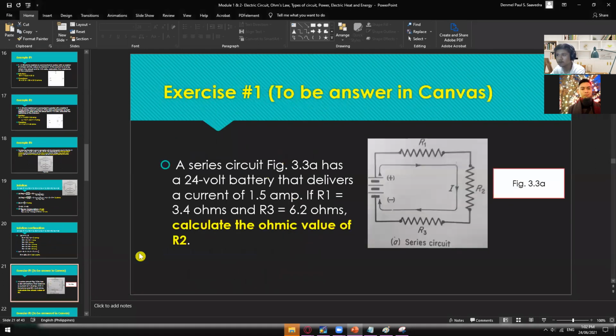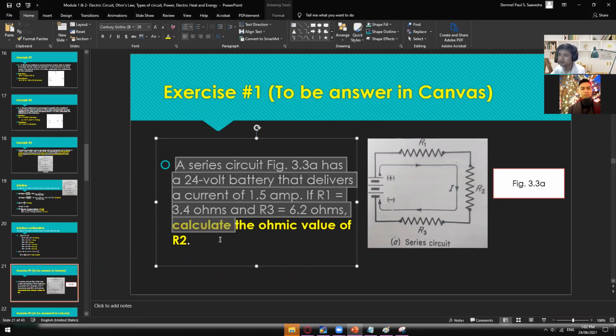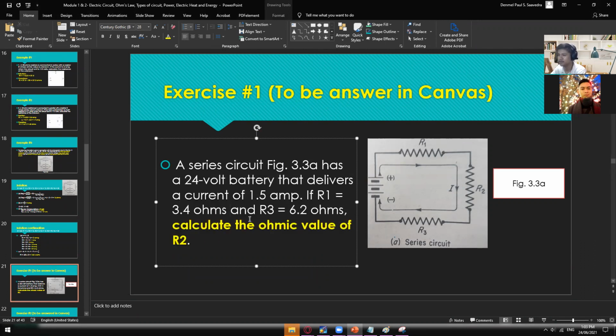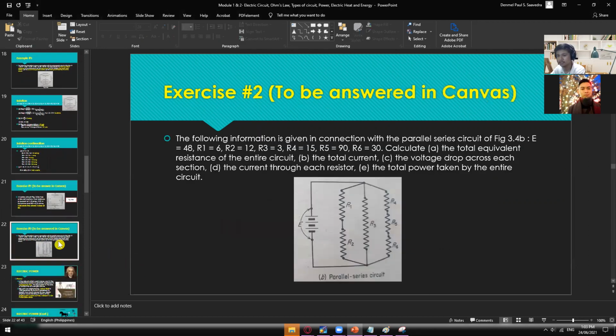Then let's now move on to your first exercise, which of course you're going to answer on the Canvas. We already have a similar example for this one. A series connection, we have R1 and R2. Just calculate the ohmic value of R2. It's just that there's an additional resistance. Before we only had two resistances, but right now we have three resistances and one unknown, which is the R2. So just answer this one later on after our discussion.